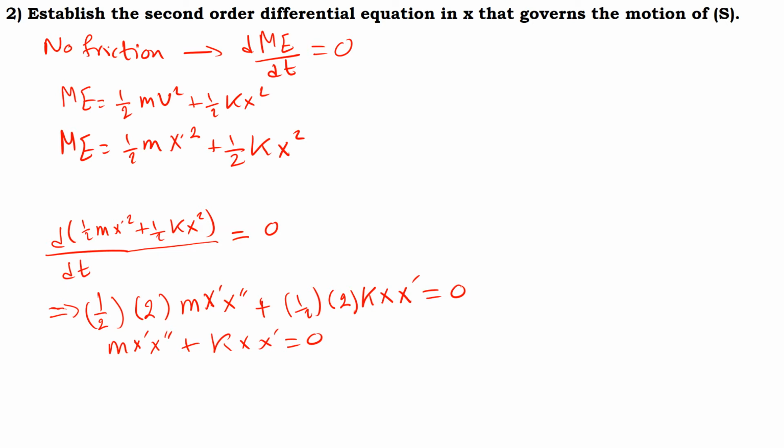Let's cross out. So x prime and x prime, they cross out. I will get m x double prime plus kx equals 0. I rewrite it so it becomes x double prime, divide both sides by m, plus k over m, x equals 0. This is the final answer. We have to do the whole derivation.